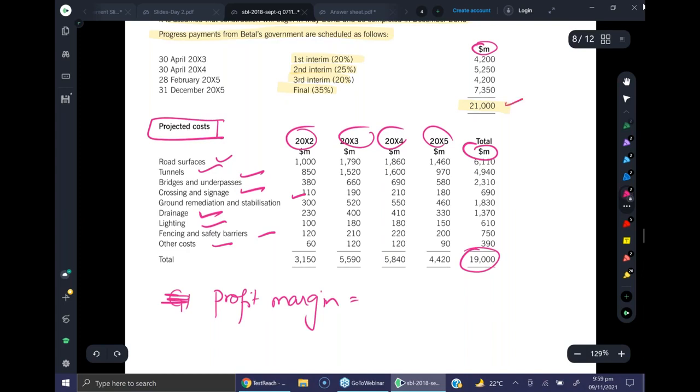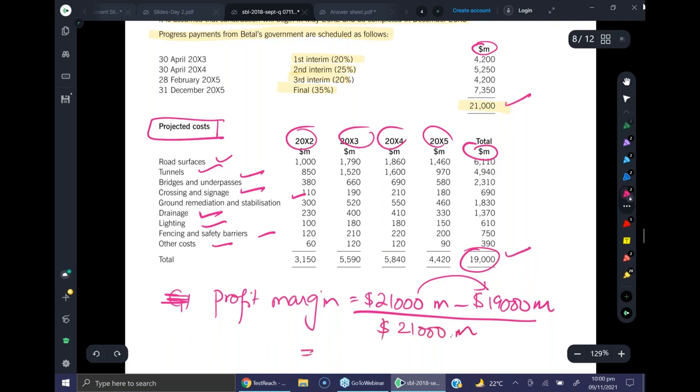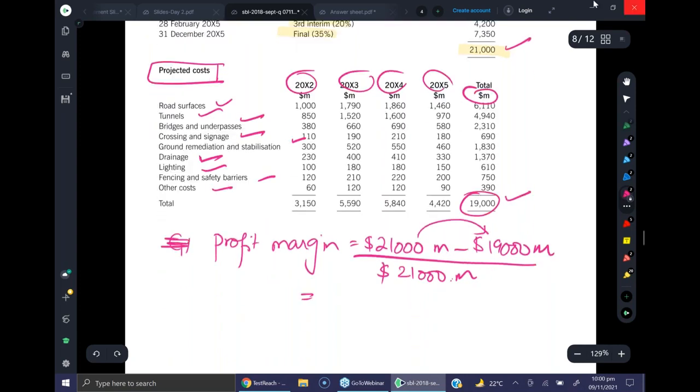The profit will be income minus expenses. So 21,000 million minus $19,000 million, which gives you the profit or surplus, divided by $21,000 million. So what will be the profit margin? Can you guys quickly make this calculation and give me the answer? Basically, in order to get the professional skills marks, you can show some additional calculations as well. Yes? And it's pretty straightforward.